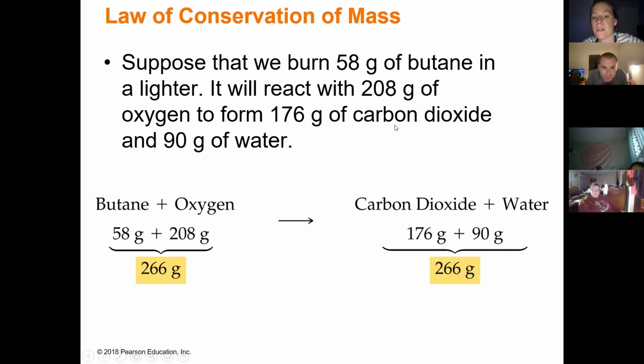And then it says it has 176 grams of carbon dioxide and 90 grams of water. These two values on the reactant side total 266 grams. These two on the product side also need to equal 266. That's the law of conservation of mass. We may be switching around the arrangements of the atoms, but matter isn't just disappearing on us. Okay, that would be very strange if that happened in a chemical reaction.